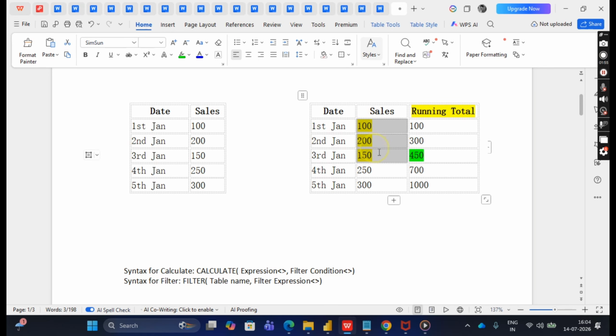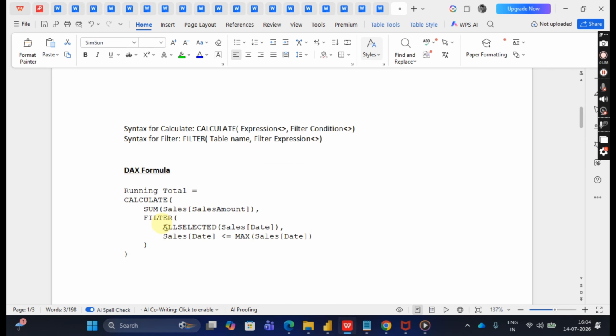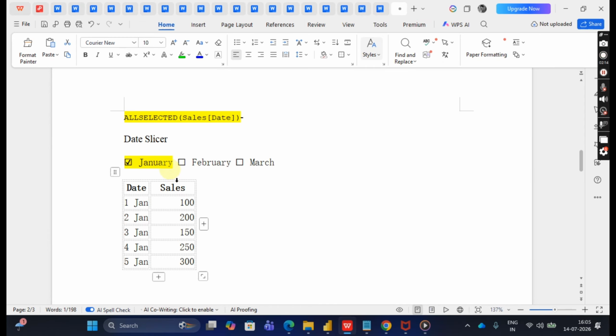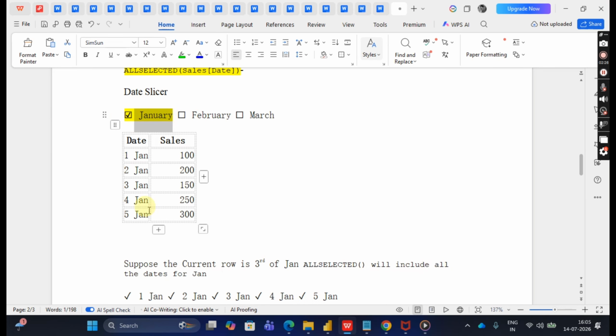Okay. So next we are using filter. So now we are telling Power BI that we don't want all the rows. We want only certain rows, right? The filter function decides which rows should be included. Okay. So next we are using ALLSELECTED of sales date. So ALLSELECTED, what it does, it removes the current row filter on the date column, but it still respects any filters that the user has selected, like a slicer. So for example, if the report is filtered to show only January, ALLSELECTED will work only with the January dates and it won't include February or March.